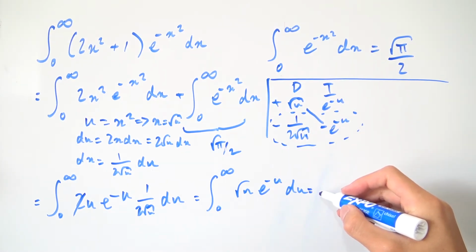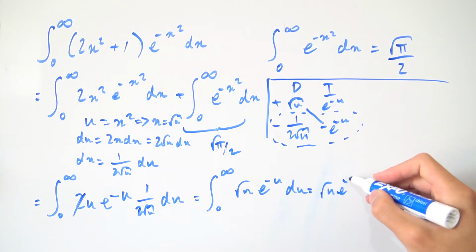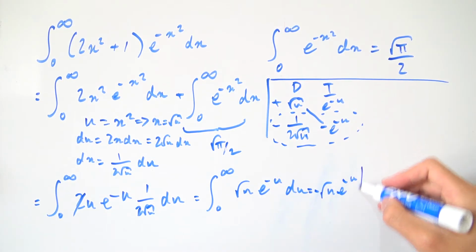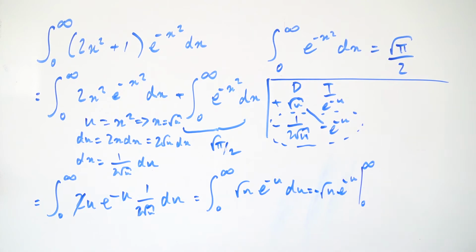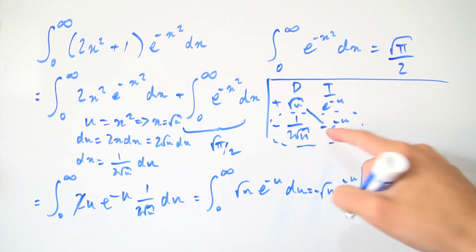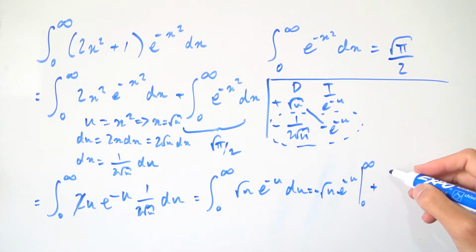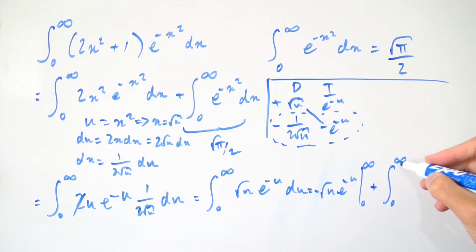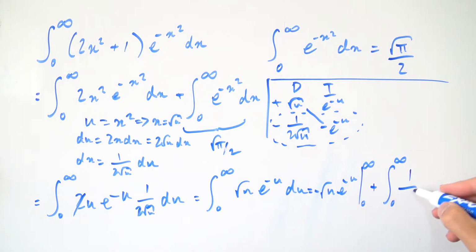So this integral evaluates to the square root of u times e to the minus u with a negative, evaluated from 0 to infinity. And remember, this row right here at the bottom is still an integral, so we have a double negative, so that becomes a plus. Then we have an integral from 0 to infinity of 1 over 2 times the square root of u times e to the minus u du.